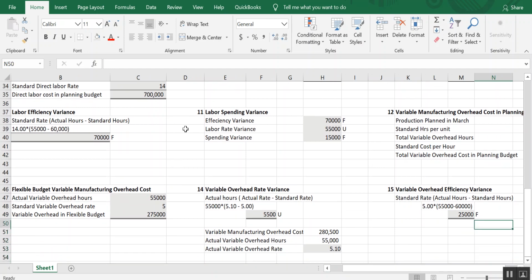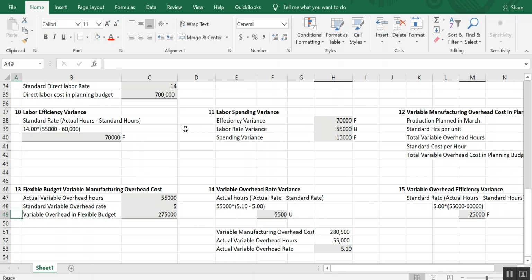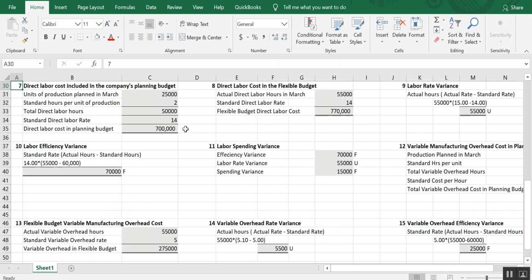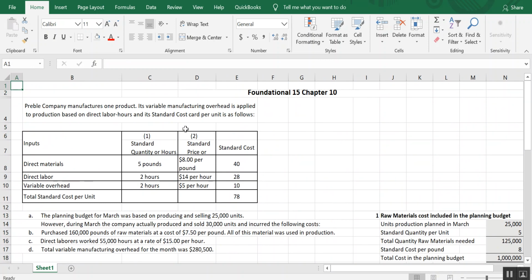So that is the foundational 15 for chapter 10. I'm going to post this worksheet in Canvas. Well, it's already there. If you have any questions about any of these calculations, feel free to let me know. I'll be glad to help you out.